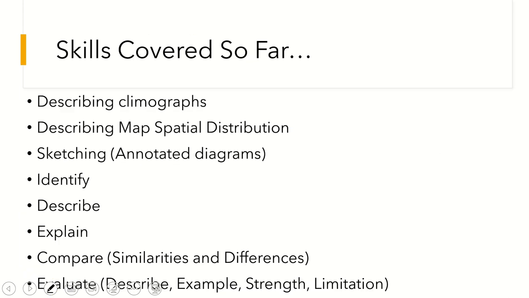So the skills that we have covered so far, we have described climatograph, described map space, we have done some sketching, identify, describe, explain, we did compare, and then now we are going to do evaluate. Describe example, strength, and limitation.